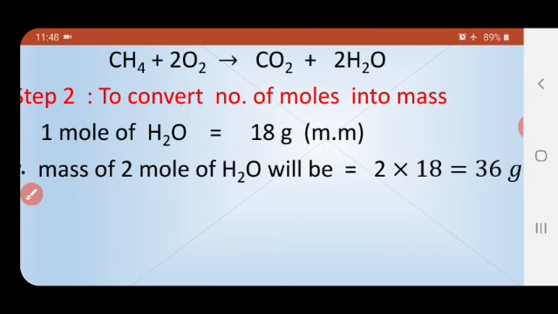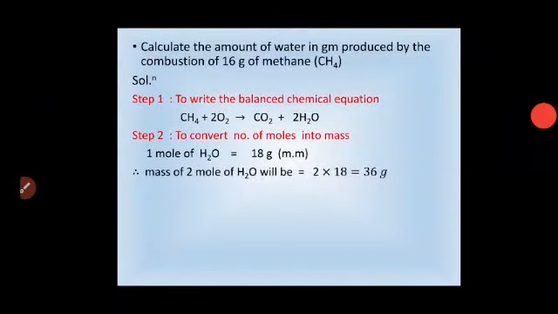Hence 18 gram of water is nothing but 1 mole of water, in terms of gram. Then the mass of 2 moles of water will be how much? 2 into 18, that is equal to 36. So such easy problems will be asked.